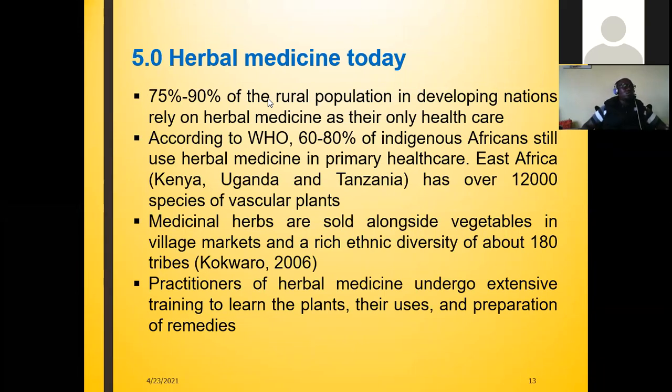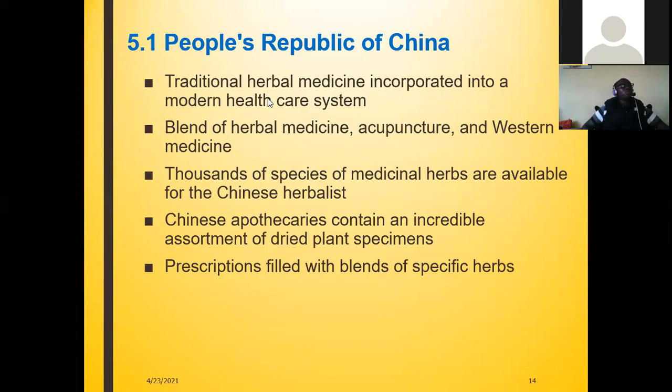And if you look at the East African community, where we have Kenya, Uganda, and Tanzania, we have over 12,000 different plant species that are being used. And this is coupled by the rich ethnic diversity of around 180 tribes found in that region, so you can see that we have a lot of information that can be harnessed on medicinal plants. So there has been a lot of interest in medicinal plants.